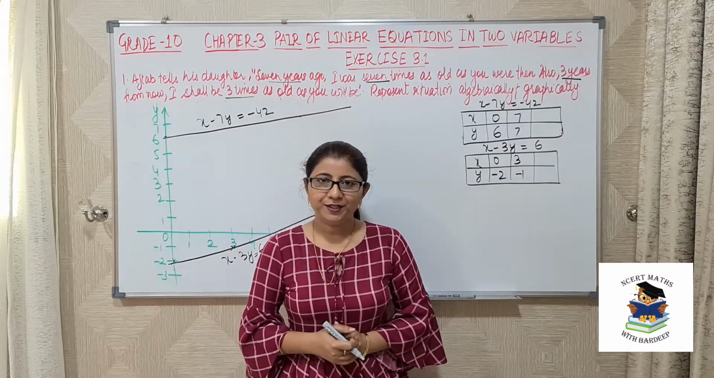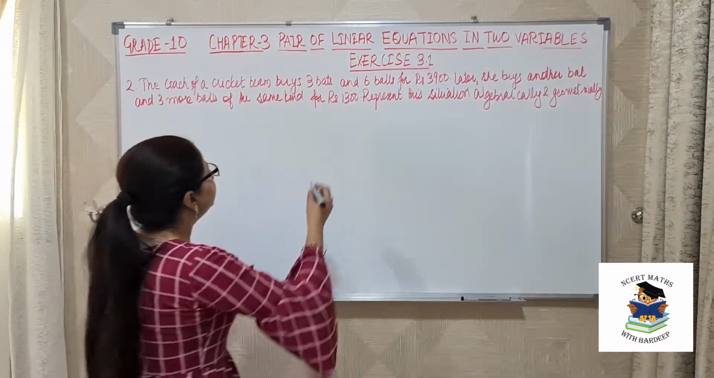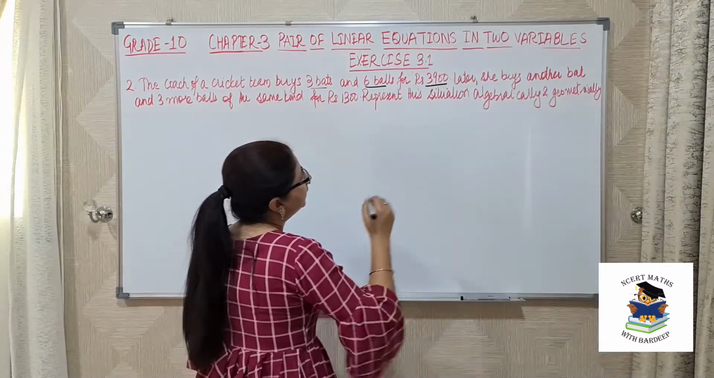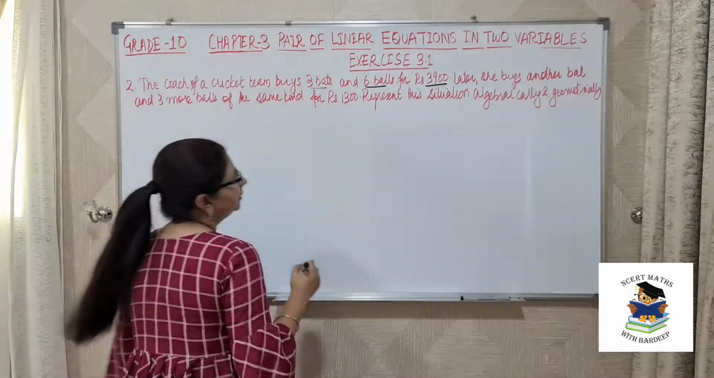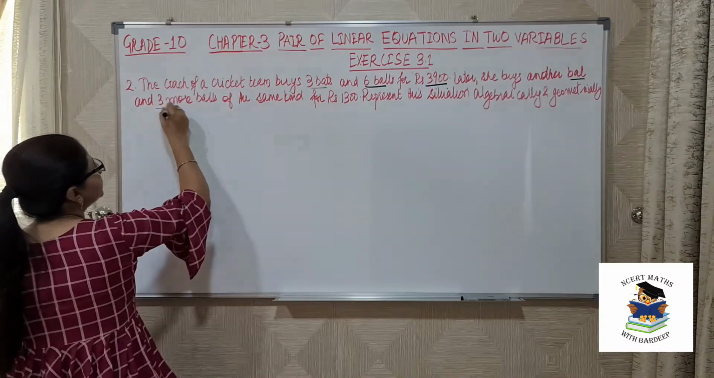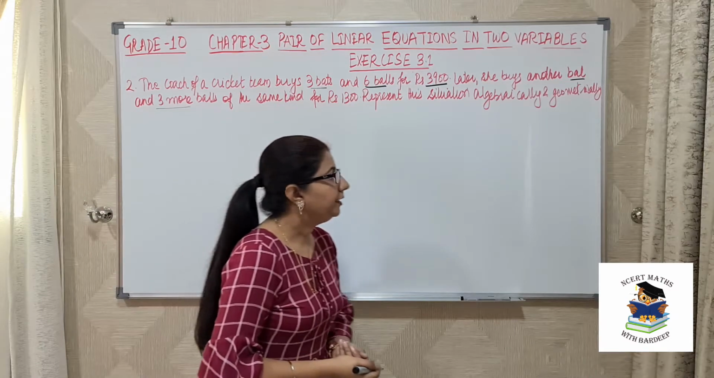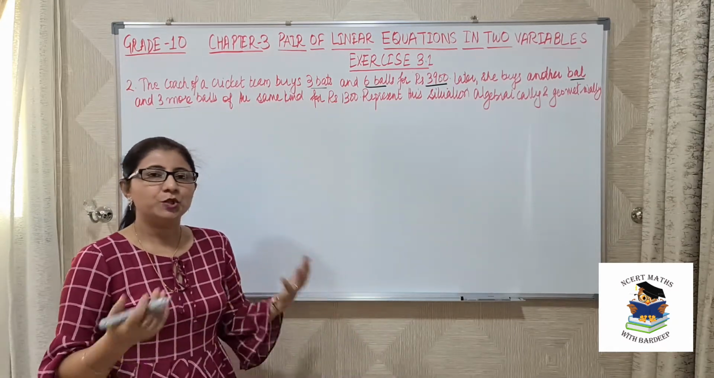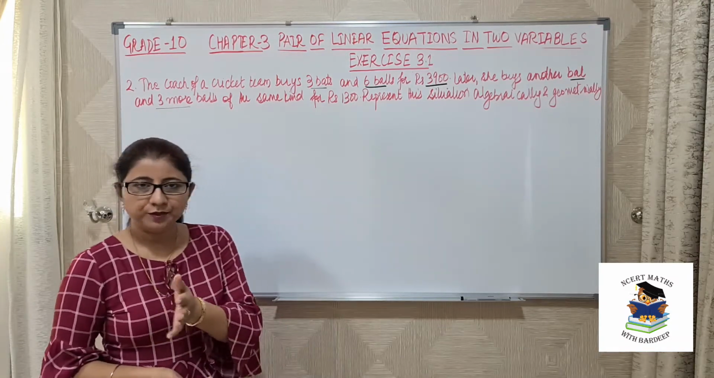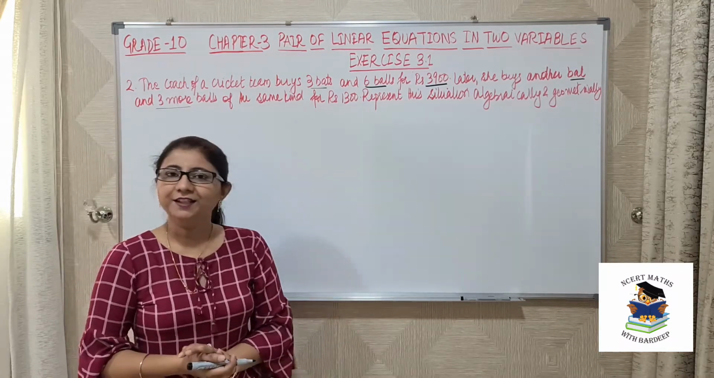Now let's see the second one. So the second question is, the coach of a cricket team buys 3 bats and 6 balls for 3,900 rupees. Later she buys another bat, that means 1 more bat, and 3 more balls of the same kind for rupees 1,300. So represent this situation algebraically and geometrically. So same thing, we need to interpret this word problem and frame equations first, that is algebraically, and then from those equations we will make their graph.